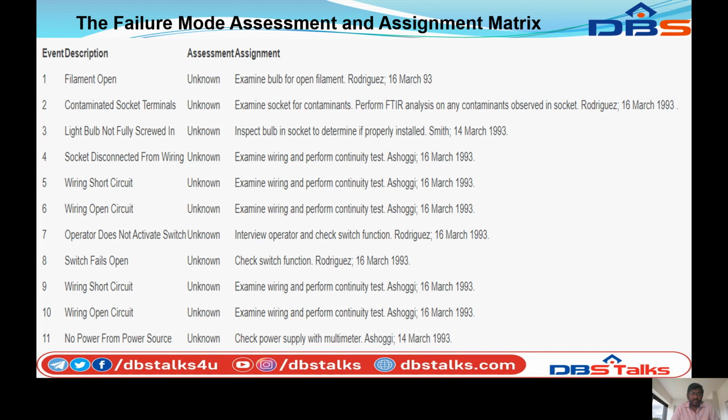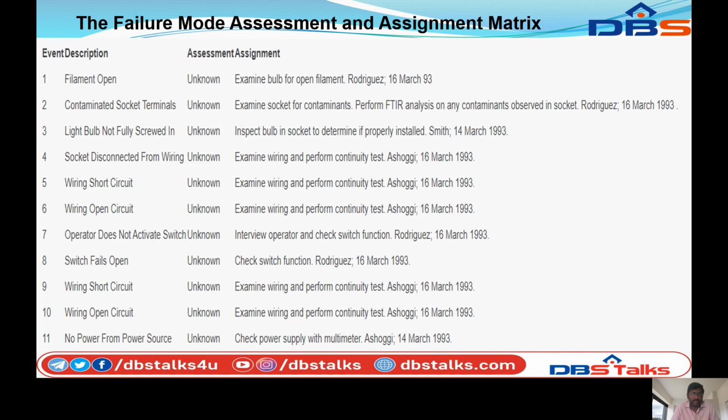So the next event is the 8. The description is switch fails open. The assessment is unknown. The assignment is check switch function. This was developed by Rodriguez in the year 16th March 1993.